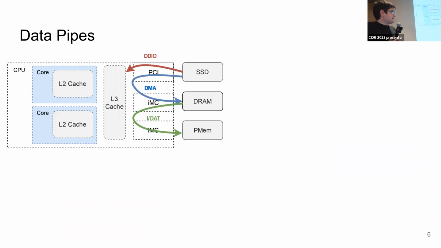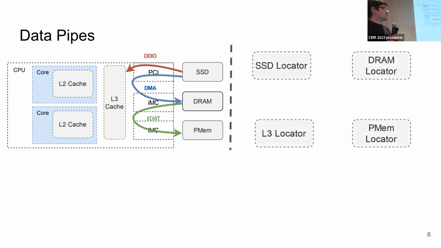The idea of the data pipes is, here you can see again the devices on the right side that we, for example, could support. On the left side, you see the CPU core, and then the paths that our data movement primitives can use throughout the system. The first idea of data pipes is that we introduce an abstraction, which we call resource locators.